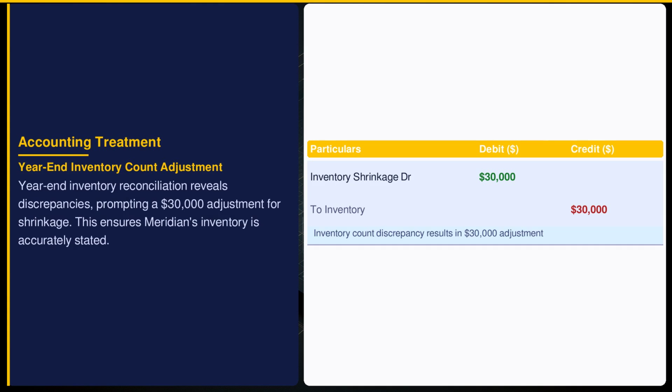Reflecting inventory shrinkage ensures the balance sheet mirrors real inventory levels, maintaining compliance with International Financial Reporting Standards, U.S. Generally Accepted Accounting Principles, and Indian Accounting Standard. This transparency is crucial for stakeholders evaluating Meridian's operational efficiency and inventory control.